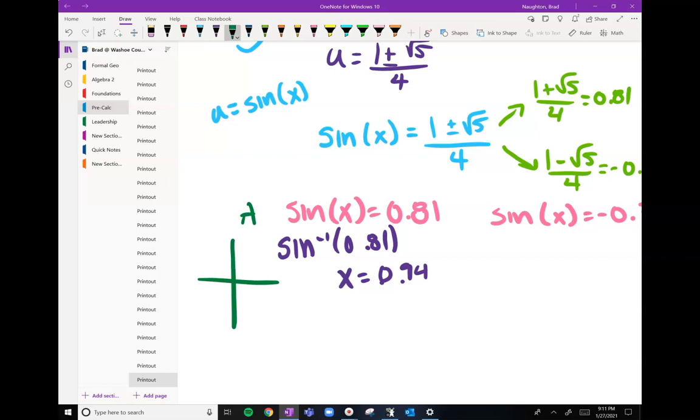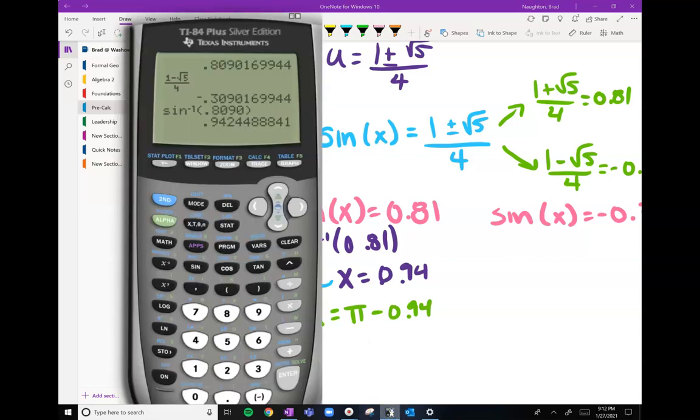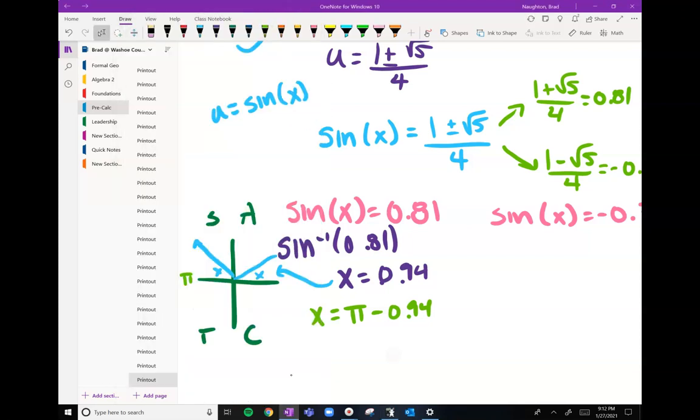So let's take a look at where we're at. Remember, it's All Students Take Calculus. My reference angle here is going to be that x, but I need that same x over here. This one is in quadrant 1, but I need to be in quadrant 2. So if this is pi, I want it to be a little bit less than that. So x is going to be pi minus 0.94 to give me my other one. So we'll do pi minus my answer, and then we get 2.19.